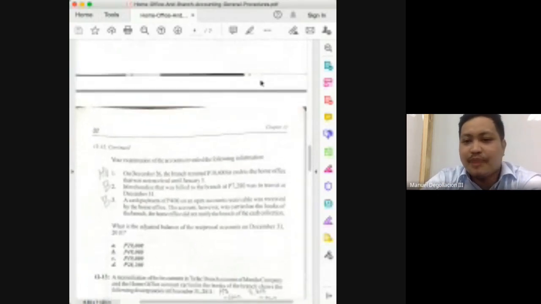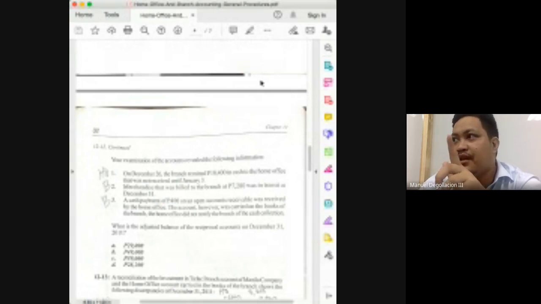Number 3, a cash payment of 400 on an open accounts receivable was received by the home office. The account, however, was carried on the books of the branch. The home office did not notify the branch of the cash collection. Does this affect our reciprocal account? Yes, because the home office collected something that belonged to the branch. How do we classify this transaction? Withdrawal, the home office taking something from the branch.